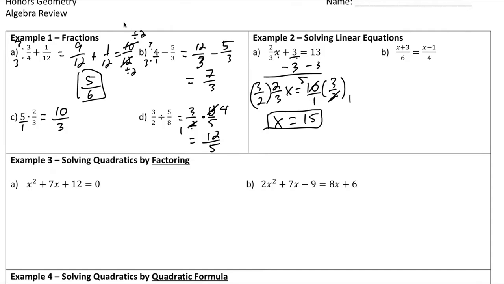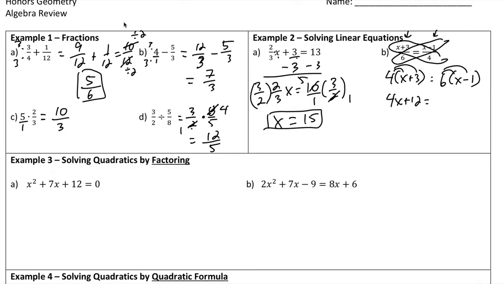Part B, this is going to be solved using cross multiplication. If I have a fraction equal to a fraction, we are going to cross multiply like this. So it's going to look like 4 times x plus 3 is equal to 6 times x minus 1. So that I can distribute the 4 and distribute the 6. So 4x plus 12 equals 6x minus 6. From here, I want to get like terms together on the same side. So I can do that by subtracting 4x from both sides, as well as adding 6 to both sides, because 6 and 12 are like terms.